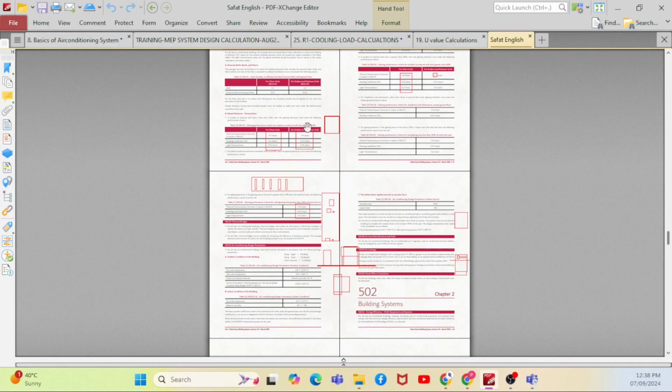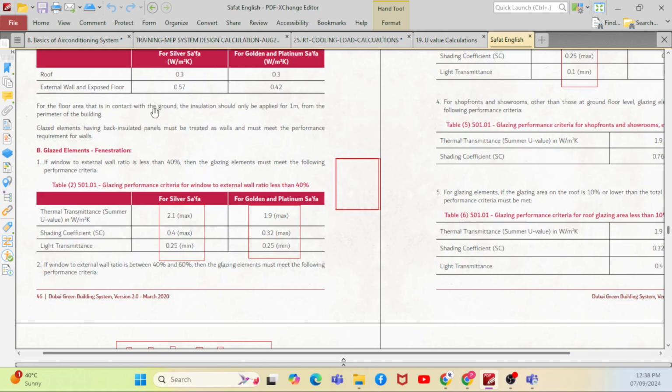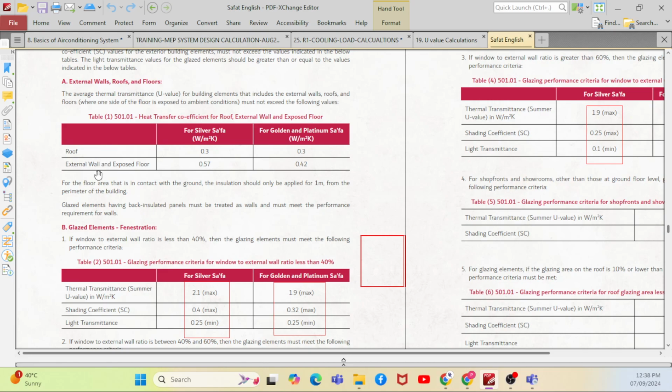the guideline, right? What is the maximum value you can apply? For example, if it is a roof or external wall for a silver type of building, you know that LEED requirement, right? You can have a silver building, a gold building, a platinum building, depending upon the points available from the LEED. If you are a silver building category, then you can go up to 0.57 for the external wall.